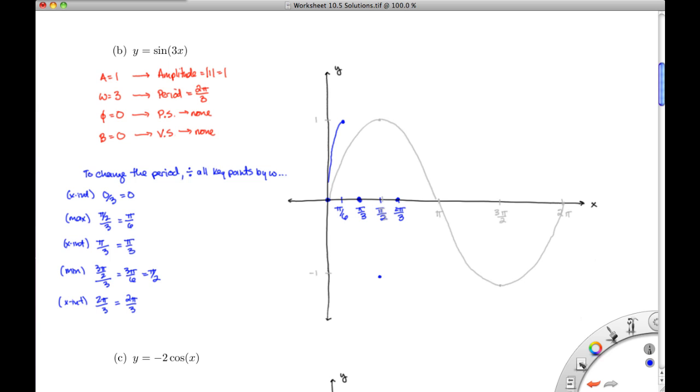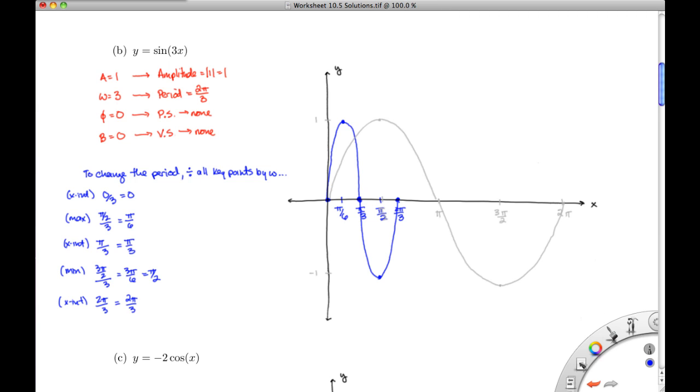So it's going to be really horizontally compressed here. Something like this. So you see a sine curve whose amplitude hasn't changed, it hasn't been shifted, but it has been horizontally compressed. The period has been reduced to 2 pi over 3.